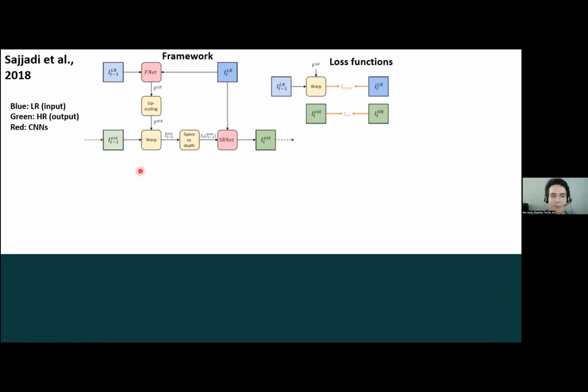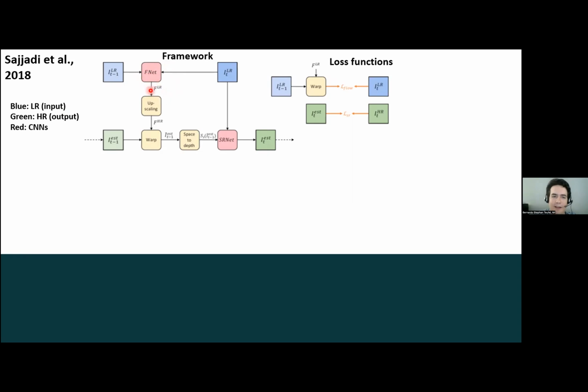So first I'm going to explain a bit about the framework that Sayadi et al. used. Here in this figure, this is the framework. The blue boxes are the low resolution information or the inputs. The green boxes are the output, and the red boxes are the convolutional neural networks, in short CNNs, which is where the bulk of the computation actually occurs. They essentially use the previous frame, at time t-1, and at time t. So they use 2 consecutive frames to estimate the motion between these frames, like how is it moving. And they call this the optical flow. They do that with this FNet, a neural network.